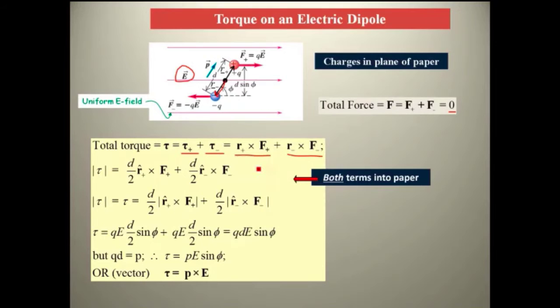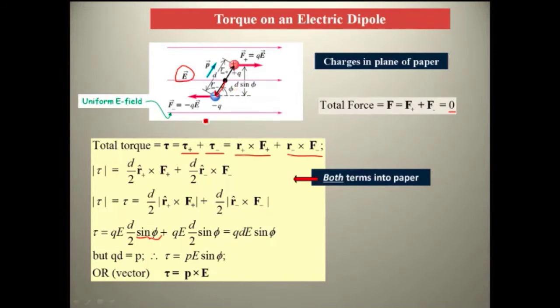So that's the right-hand rule. You curl your right hand between R and the F, and that'll give you the direction of the torque. We factor out a d over 2. We put those outside, and then take the force and introduce that. The cross product introduces the sine of the angle phi. And this phi is the angle between the orientation of the dipole and the E field.